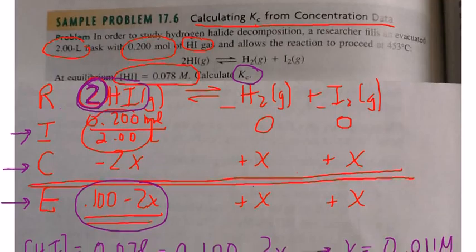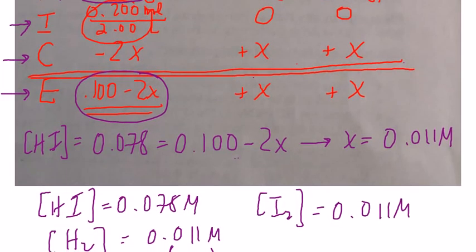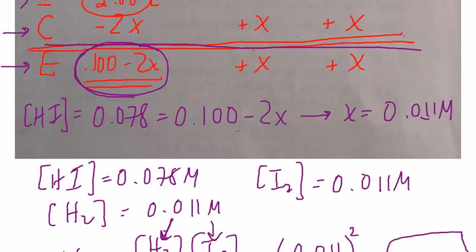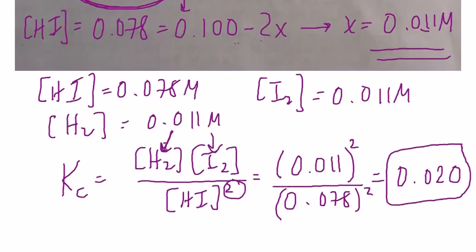This is the type of problem which you probably could solve without using a Rice table. However, this is going to be much more useful later on. So we're going to use the same approach every single time. When we find out that the equilibrium concentration is going to be 0.100 minus 2x, and we set that equal to 0.078, we can solve for x and figure out how much the HI concentration dropped, and by extension, how much the H2 and the I2 concentrations grew. So that's here and here.